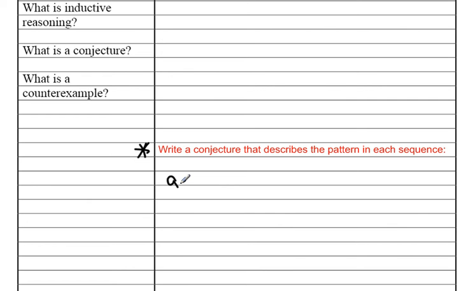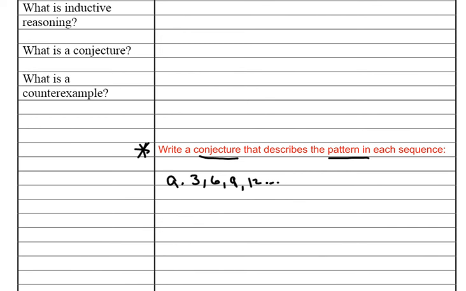So we'll call this example A. The pattern I'm going to give you is 3, 6, 9, and 12. And I'd like for you to think about it for a second. How does 3 become a 6, and how does 6 become a 9, and how does a 9 become a 12, and what do those numbers have in common? And what's the conjecture that describes the pattern in this sequence? If you know it, go ahead and pause the video, write it down, and then I'm going to go ahead and tell you what the answer is.